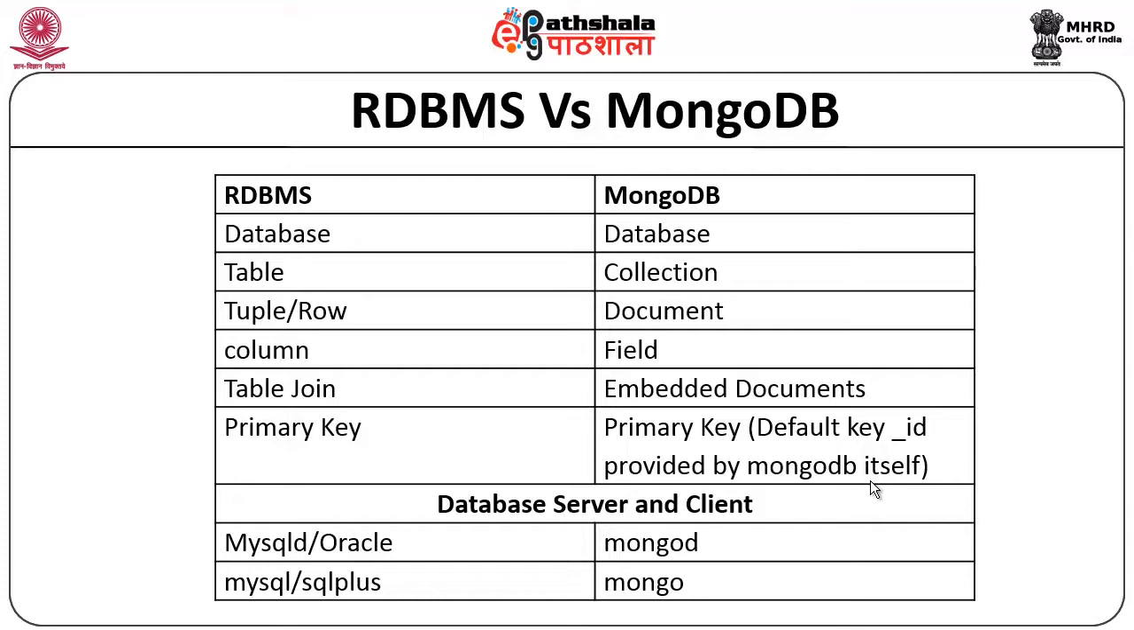Every document will be associated with a default key ID. So, whenever you try to save a document, automatically a key ID will be assigned by MongoDB itself. The database server and client are Oracle and MongoDB in the Mongo database environment. It is SQL Plus in an RDBMS environment and Mongo in the Mongo database environment.